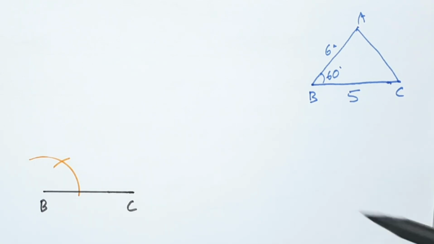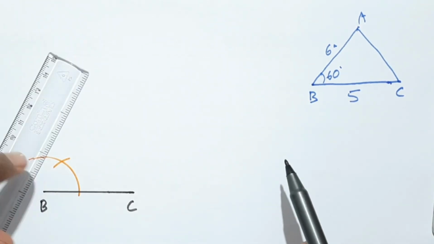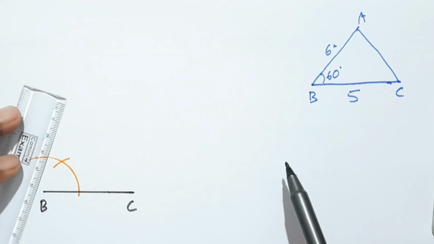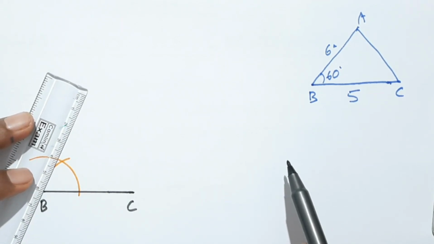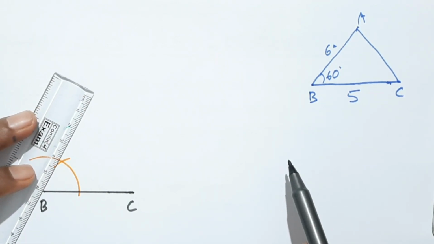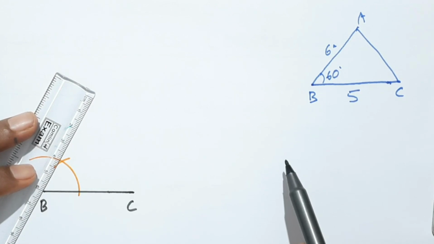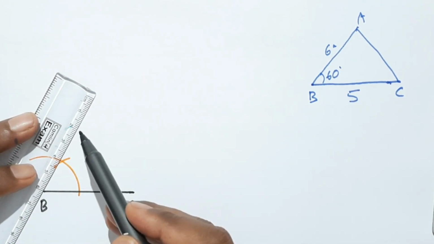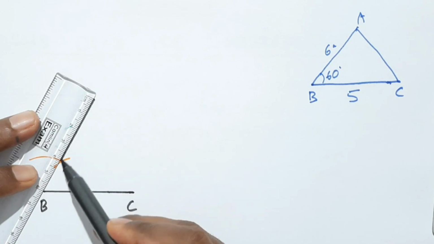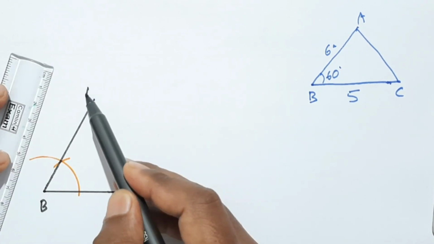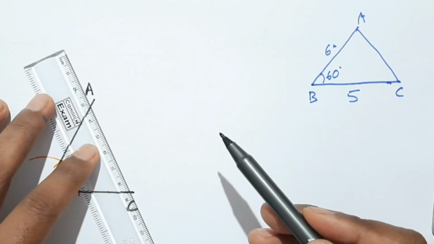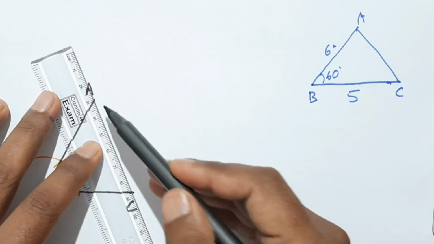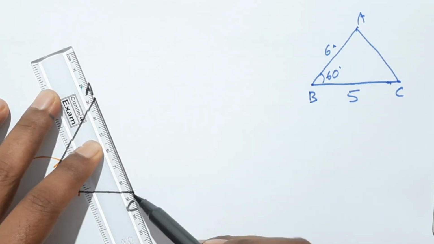The length of AB is 6 centimeter, so we'll measure 6 centimeter here. Now this is 6 centimeter and 60 degree. So this is our point A. Now join AC. So this is our first part of the construction, that is construction of the triangle.